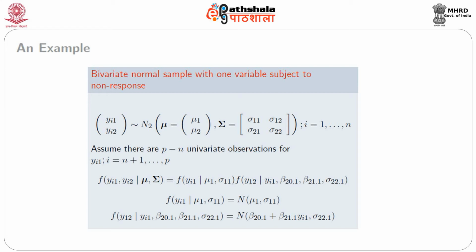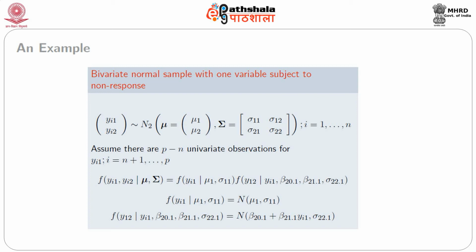Now, we can factor the likelihood: the density of y i1, y i2 given mu, sigma can be written as the density of y i1 given mu 1, sigma 1 1, into the conditional density of y i2 given y i1, with parameters beta 2 0 dot 1, beta 2 1 dot 1 and sigma 2 2 dot 1, where beta 2 0 dot 1 is mu 2 minus beta 2 1 dot 1 into mu 1, beta 2 1 dot 1 is sigma 1 2 by sigma 1 1, and sigma 2 2 dot 1 is sigma 2 2 minus sigma square 1 2 by sigma 1 1.